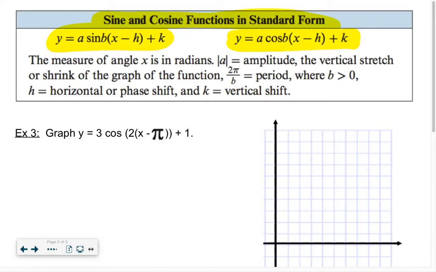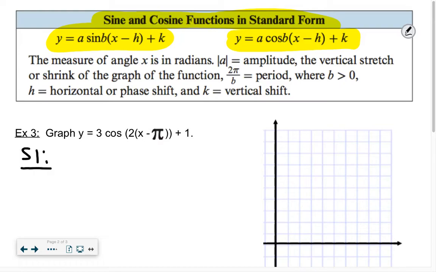So here it is, example number 3. Maybe one of the more beautiful equations that we could ever get to graph in Algebra 2. y is equal to 3 cosine of 2x minus pi, plus 1. Look at that. Beautiful, right? Just what we were looking for on a Friday. The good news is you go back to Tuesday's lesson and you start with your 4-step process.